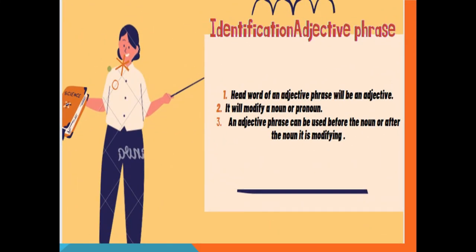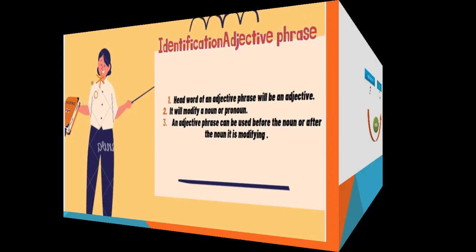How do we identify an adjective phrase? What are the signs by which we can identify it? First, the head word of an adjective phrase will be an adjective. This is the first sign. Second, it will modify a noun or pronoun. An adjective phrase can be used before the noun and also after the noun it modifies.